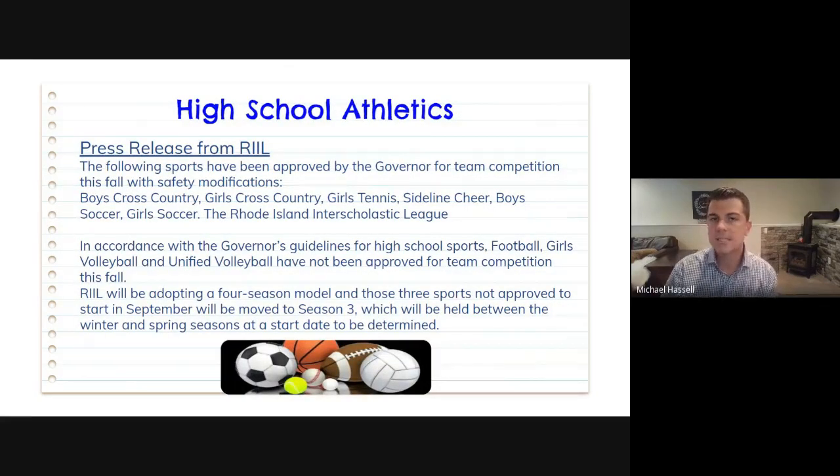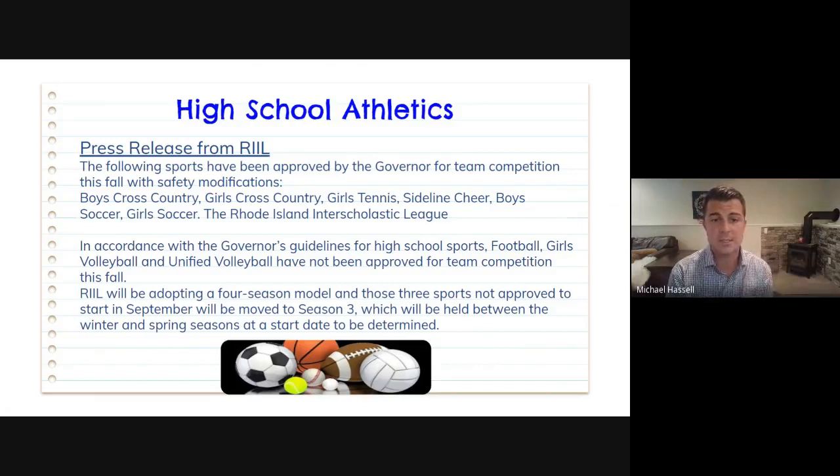High school athletics. The Interscholastic League has submitted their plan to the governor's office, and the governor has responded with a press release, which you can click in this guide. We will be running boys cross country, girls cross country, girls tennis, sideline cheer, boys soccer, girls soccer. We are looking at football, girls volleyball, and unified sports to potentially have their season in March.